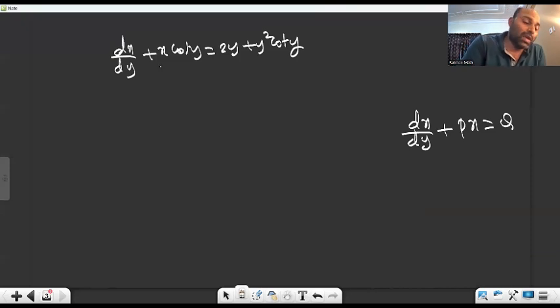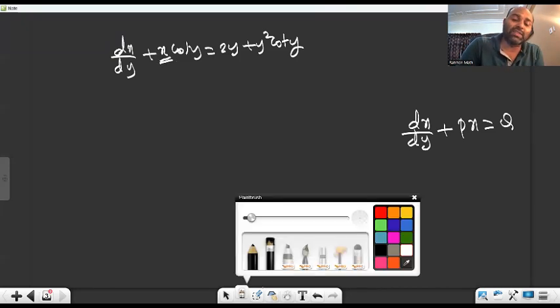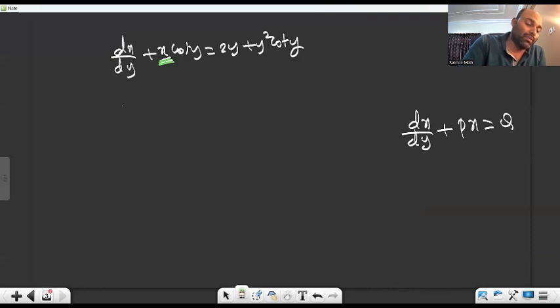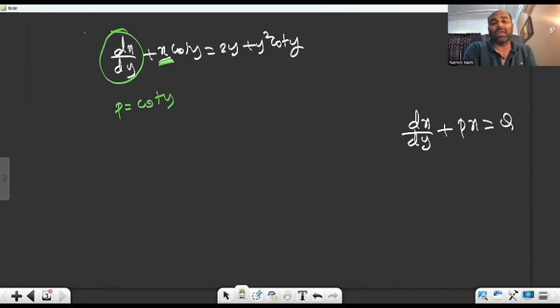So in this case, what is the coefficient of x? That will be our p. The coefficient of this one, p equal to cot y, because here dx by dy came, previously dy by dx. By practicing only you people can make it perfect. And q equal to 2y plus y square cot y.